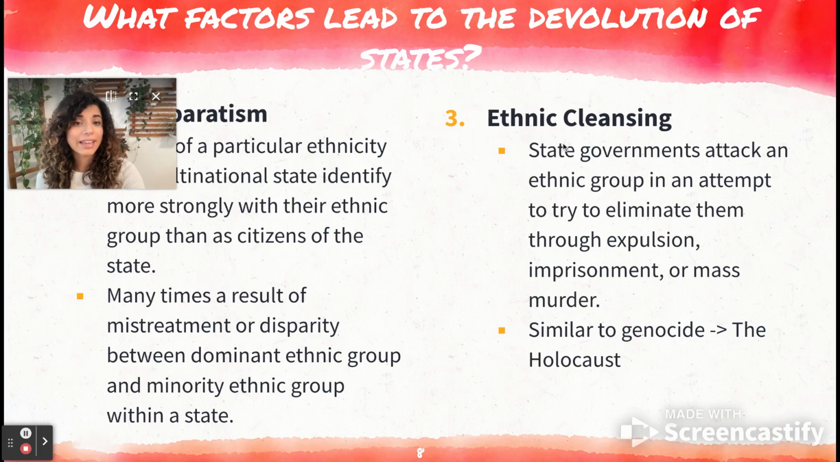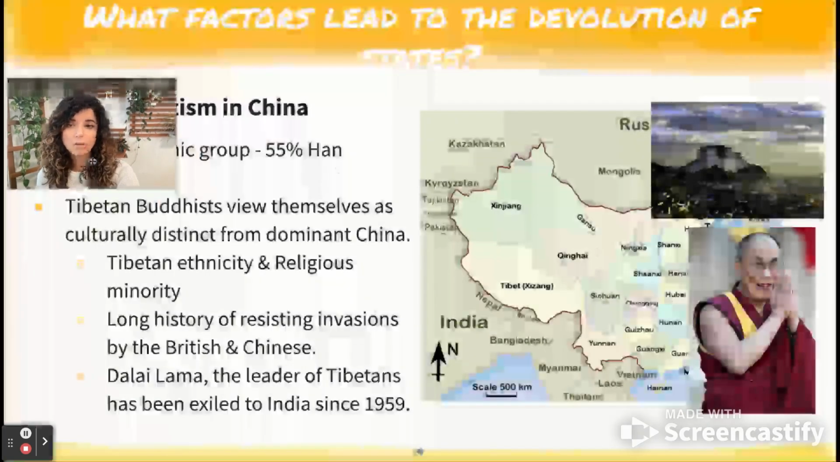Also, ethnic cleansing, which is another step, right? This is not just separatism. This is more like genocide in the more extreme cases. State governments attack an ethnic group in an attempt to eliminate them through expulsion, imprisonment, or mass murder, and can lead to genocide such as the Holocaust.